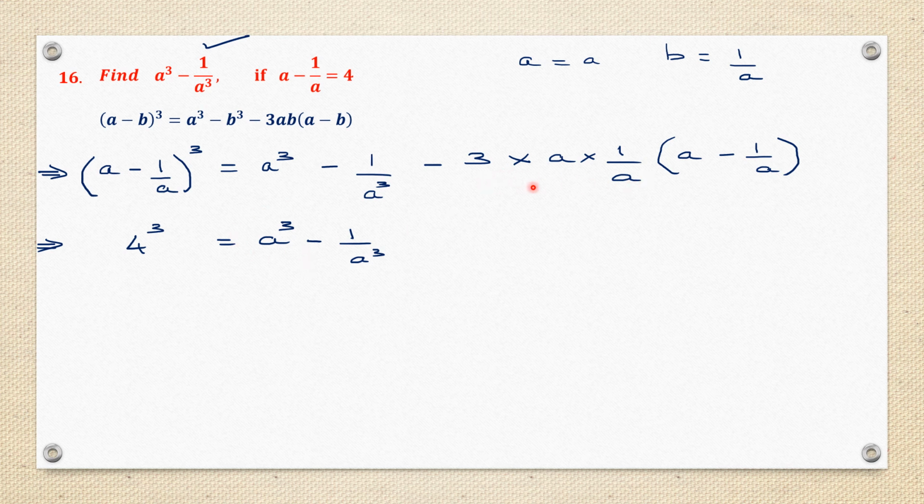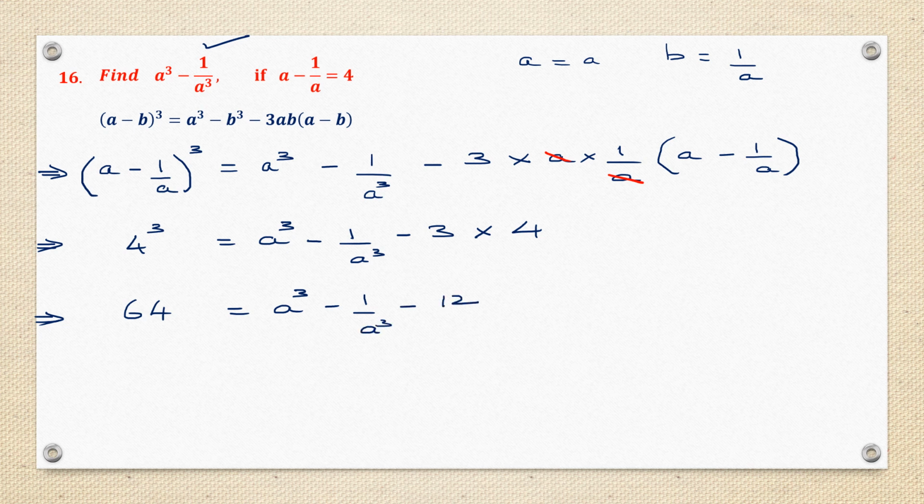Let's move to the next side and see what we can cancel. So the minus sign is there. I can cancel a and a. So that becomes 3 into 1 is 3 into, now here in brackets I have a minus 1 by a. Now look at this, a minus 1 by a is given to us in the question. That is 4. So we can write 4 here. So now let's simplify. 4 cubed, 4 fours are 16, 16 fours are 64. This is equal to a cube minus 1 by a cube minus 3 fours are 12.